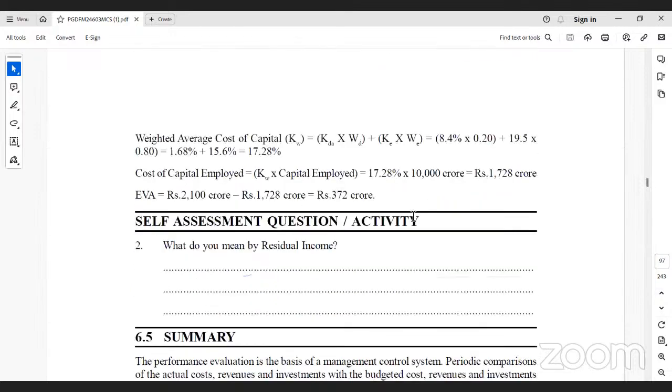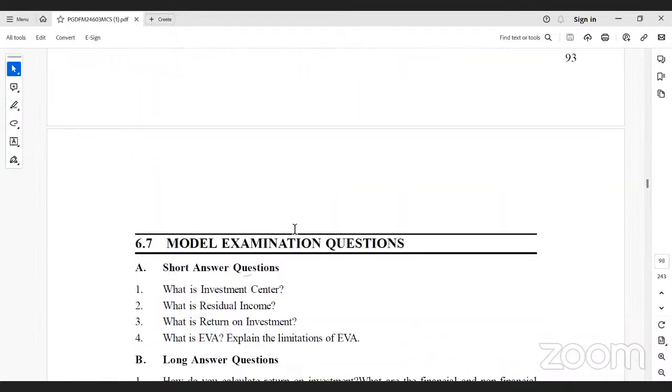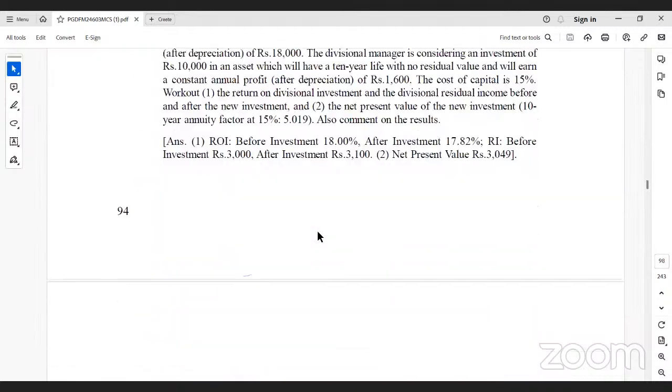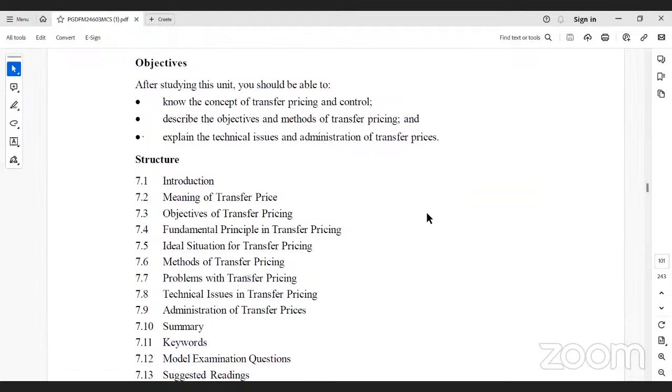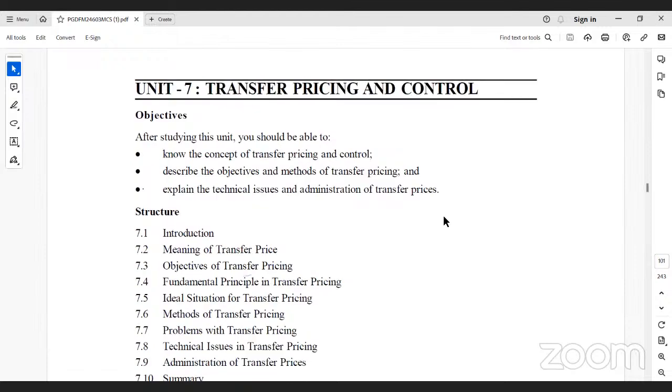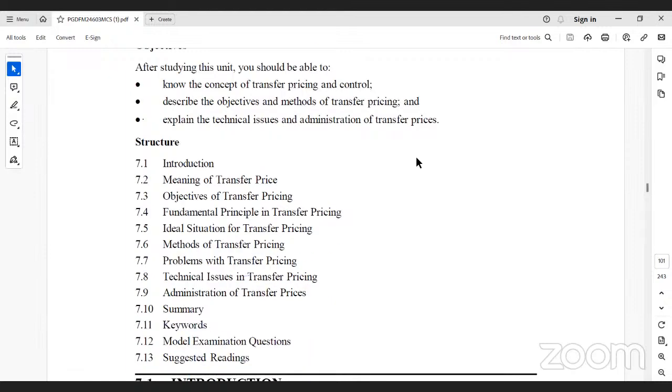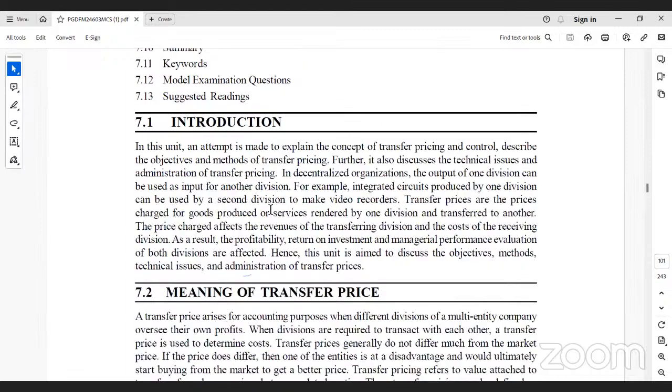the various factors, right? So after this, we have one more unit in the same block number three, right? Block number three, transfer pricing and control. It is unit number 7 in our syllabus. What is the meaning of transfer pricing? Objectives of transfer pricing, fundamental principles of transfer pricing, ideal situation of transfer pricing. What are the methods of transfer pricing? Problems with transfer pricing, technical issues of transfer pricing, additional administrative issues, all these are there.